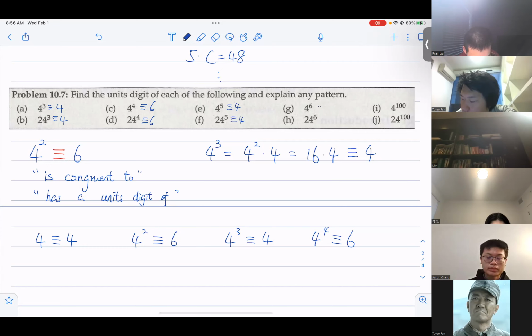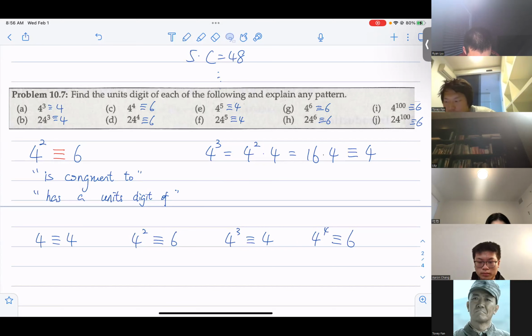Odd power, you have 4. Even power, you have 6. Okay, make sense?